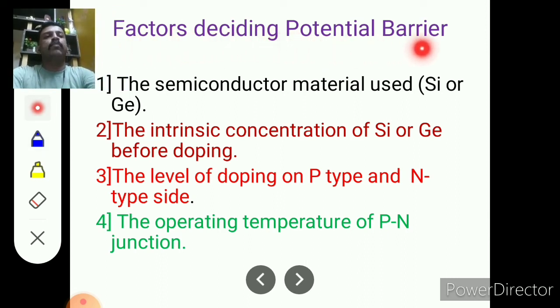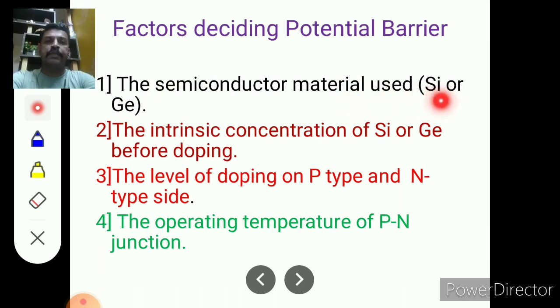Factors deciding the potential barrier. First, the semiconductor material used, silicon or germanium. Which type of semiconducting material is used will decide the barrier. If we use silicon, the potential barrier may be different; in the case of germanium, the potential barrier is different. For silicon, it is 0.6 to 0.7 volt. For germanium, it is 0.2 to 0.3 volt.